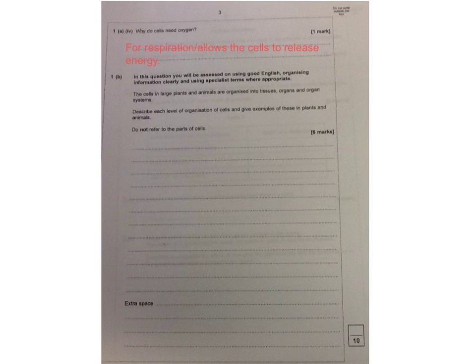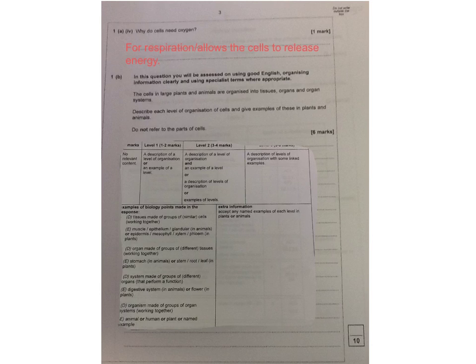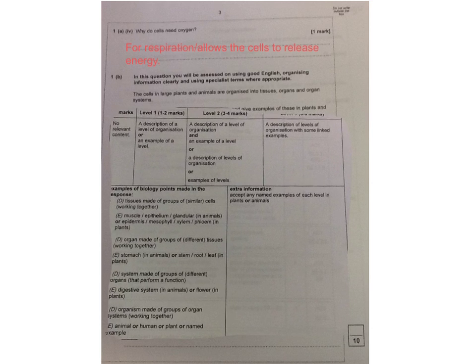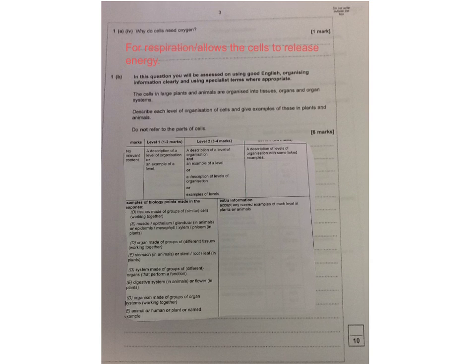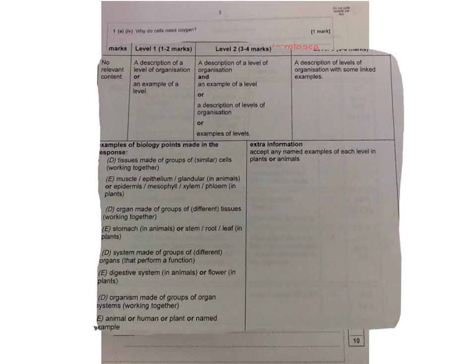Okay, so we'll go through a number of things that you could have said now. You should now be able to see a copy of the mark scheme for this 6 mark question on your screen. Just a final thing before we go through it though, it says specifically do not refer to the parts of cells. That means you cannot refer to cell organelles like the nucleus or mitochondria or ribosomes or anything like that. You're just talking about the different levels of organisation. Okay, so let's look at the mark scheme.